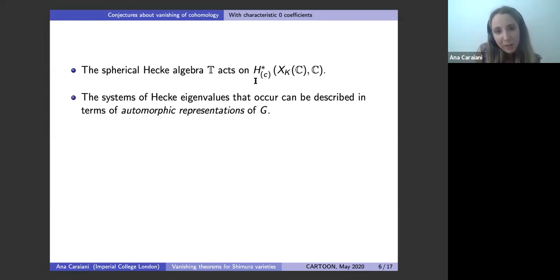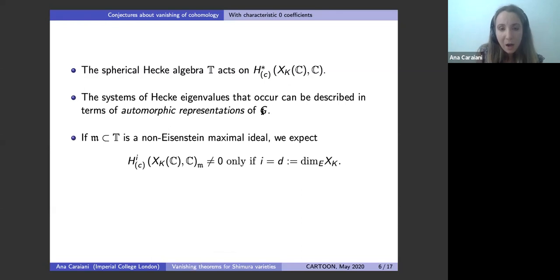And so the reason why we care about this is that it turns out that the systems of Hecke eigenvalues, so the systems of eigenvalues for this algebra that occur in one of these cohomology groups, can be described in terms of certain automorphic representations of G. So for example, if you start with GL2 and you're looking at modular curves, then the Eichler-Shimura isomorphism describes the H1 of modular curves in terms of modular forms and cusp forms. So this is something that generalizes.